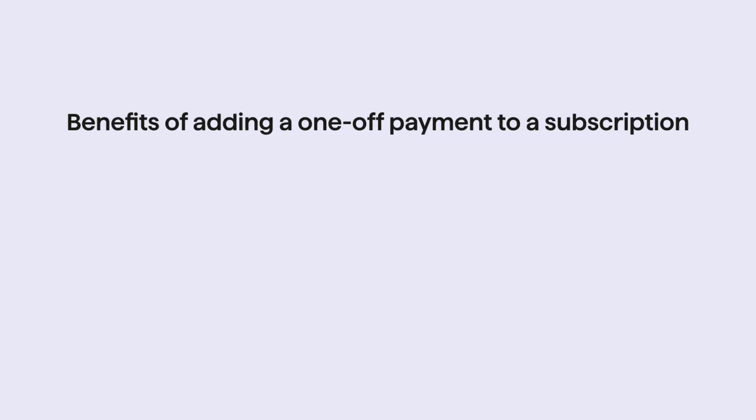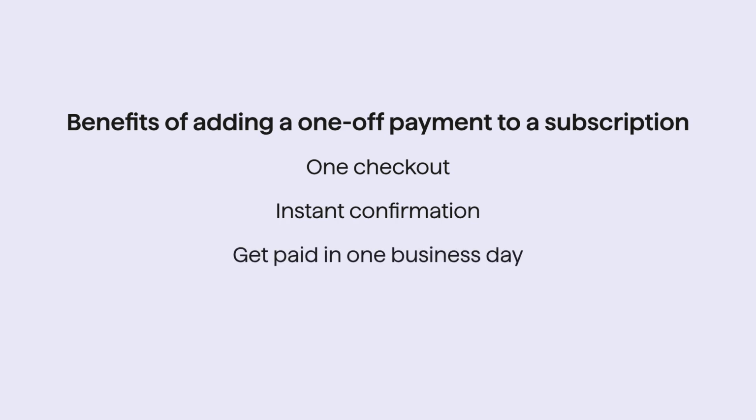Imagine you're a gym owner and you want to run a limited offer where the first month of your standard membership is half price. To save you from charging your customers for their first month on card and then the membership on direct debit, you can set up all these payments in one checkout. You'll get instant confirmation of their first payment so they can start using your gym immediately, and you'll get paid in as little as 1 business day.